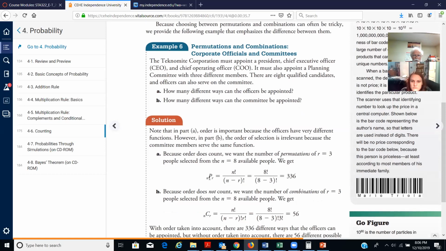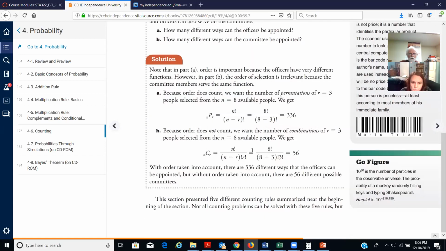So we have, the N here is 8 and the R is 3. So we have 8 factorial over 5 factorial. And when we carry out that calculation, 336 different permutations where we could come up with the 3 officers.